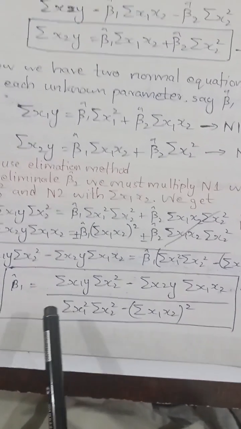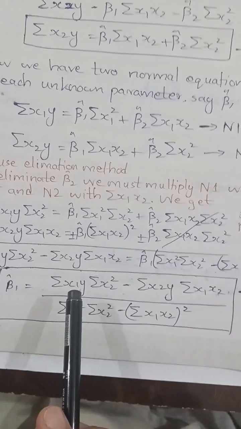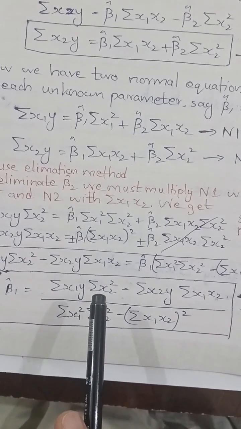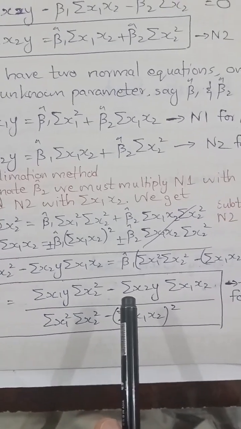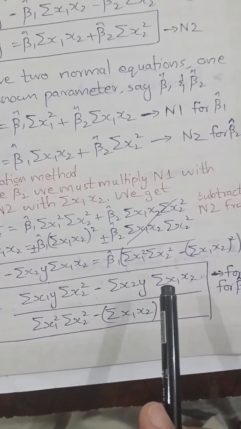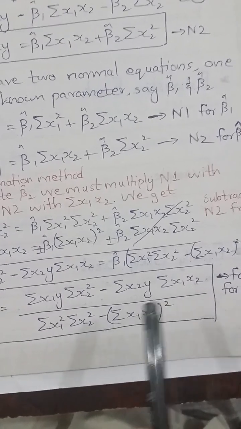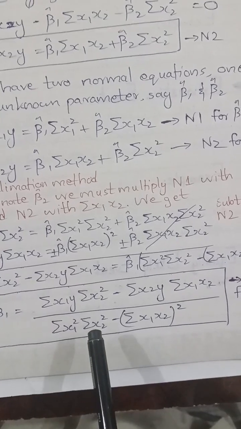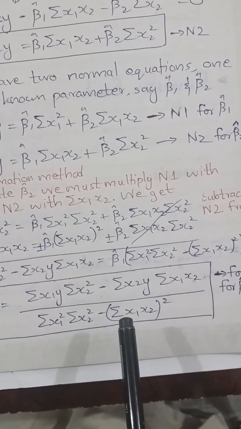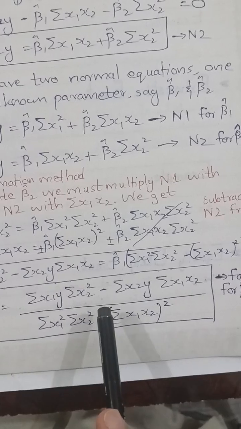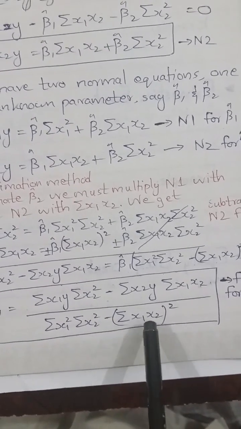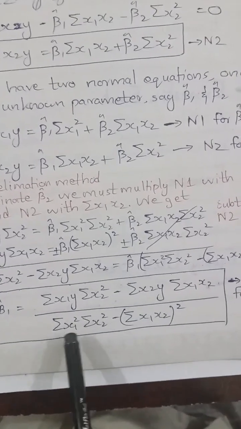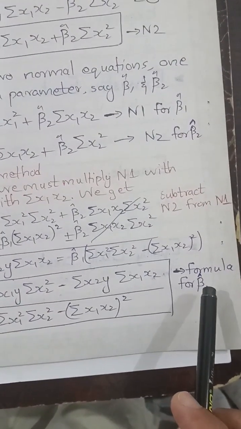Beta 1 hat equals sum of small x1 small y times sum of small x2 square minus sum of small x2 small y multiplied by sum of small x1 x2, divided by sum of small x1 square sum of small x2 square minus sum of small x1 x2 whole square. Remember, this is whole square of sum of x1 x2. So in this formula all the variables are in the deviated form. This is the formula for beta 1 hat.